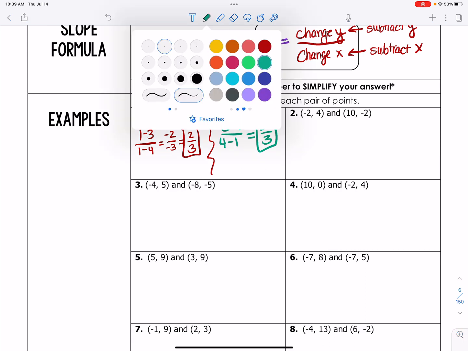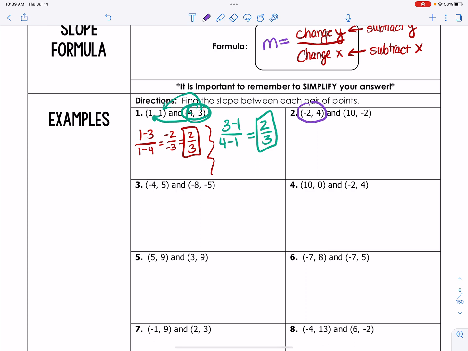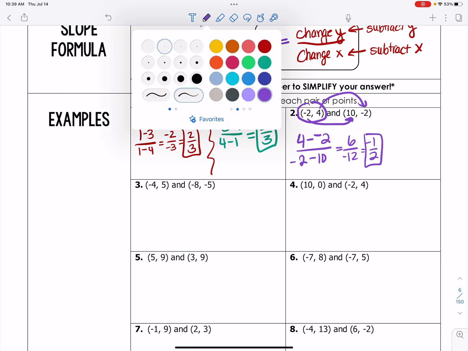Okay, so let's take a look at this next one. If I start with the purple, I would have 4 minus a -2 divided by -2 minus 10. So minus a minus is 6. -2 minus 10 is a -12. So my answer is a -1/2. And like we just talked about in the last video, I don't care if you have 1 over a -2. It doesn't matter to me, but I physically can write my negative signs on the bottom of a fraction. And there's a reason for that later on. So you write your negative sign wherever you want.